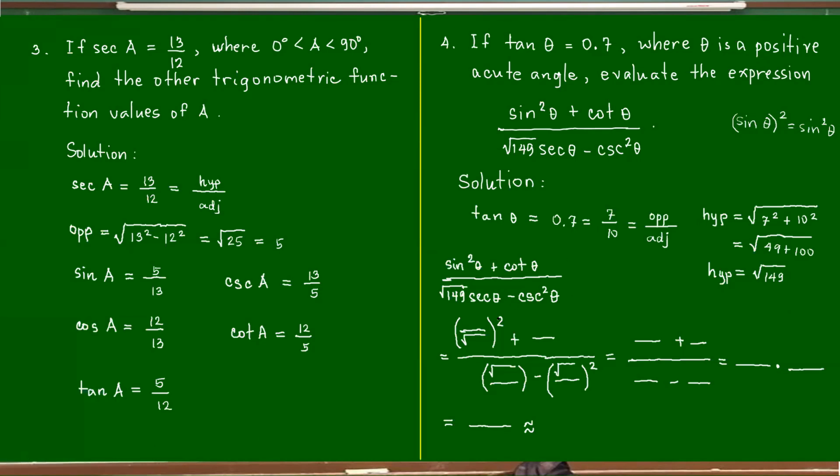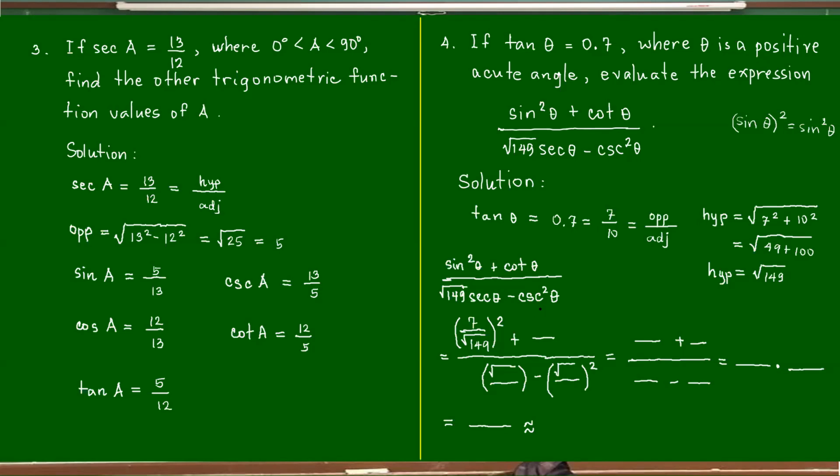So, let's now substitute values. Sine. How do we define the sine function, guys? Opposite over hypotenuse. What is that? Opposite is 7 over square root of 149, then the quantity squared, because we square it. Is that correct? Yes.